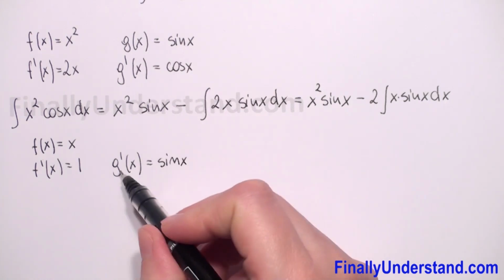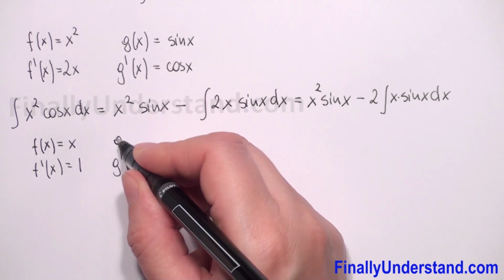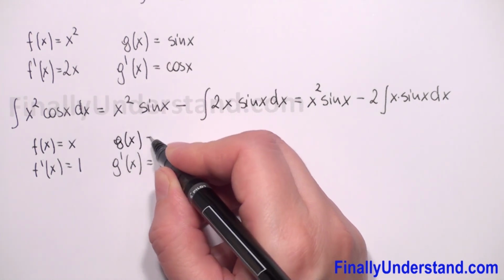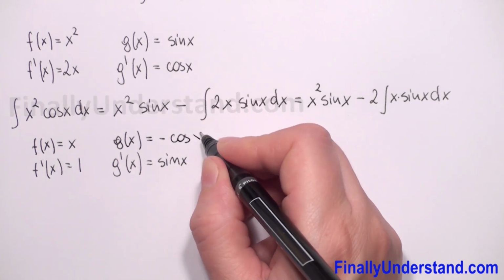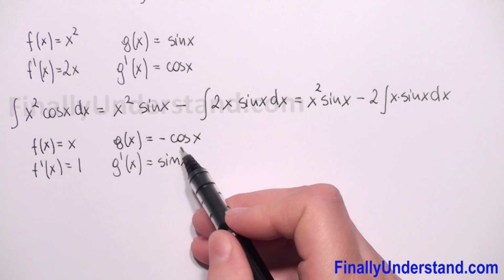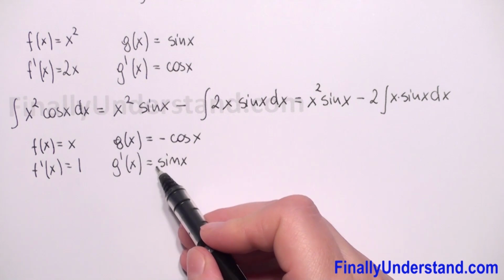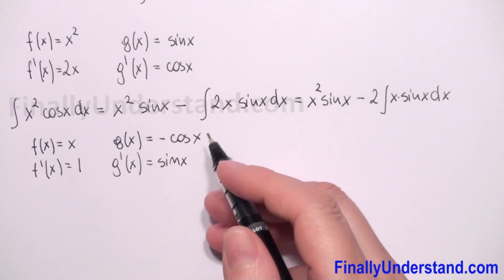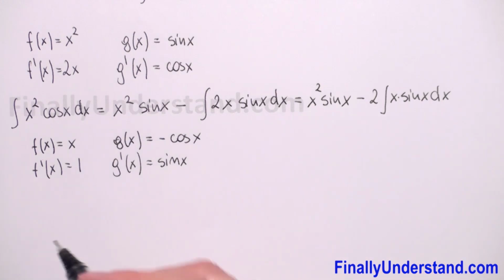So now we have to just find the antiderivative of sine of x. So g of x is equal to negative cosine of x. Let's check. The derivative of cosine is negative sine. That's why I have to put negative here. Negative and negative give us positive. So now we have to copy the beginning.